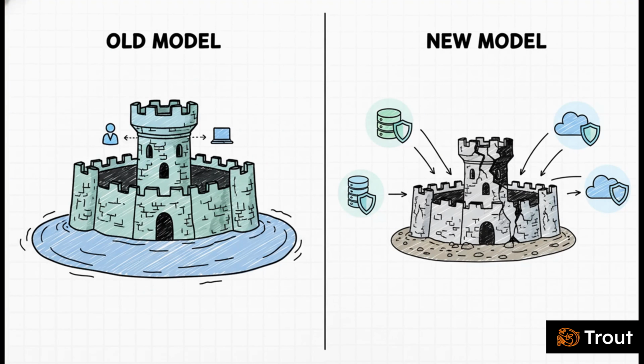And this is the fundamental mindset shift. We have to stop trusting the network itself and instead start verifying every single request. So instead of giving a user broad access to a network segment, we put our controls, think of them as identity-aware proxies, right in front of the actual applications and data. This way, every request has to prove itself, no matter where it's coming from.